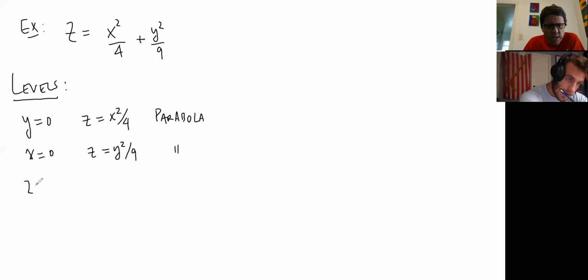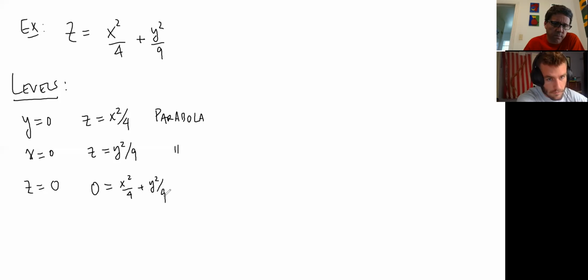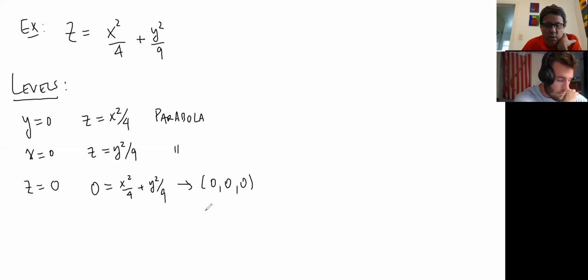If I tried z equals 0, then I get 0 equals x squared over 4 plus y squared over 9. And again, squaring things and adding them together to give 0, the only way that happens is if they're both 0. So that's just going to give me a single point. So again, in the plane, the only thing I'm going to see is that single point.